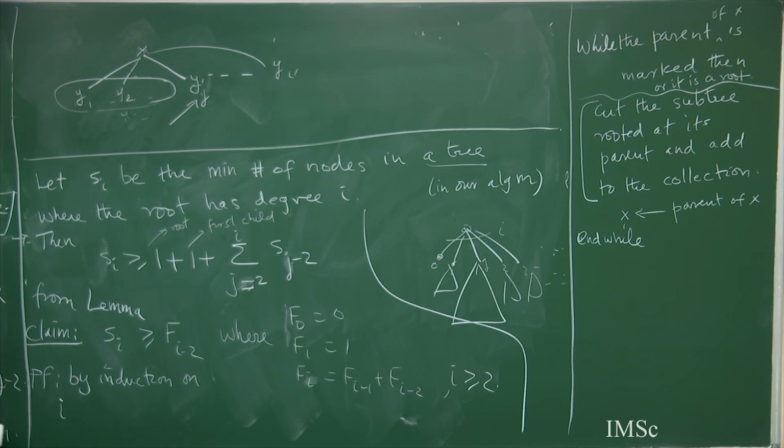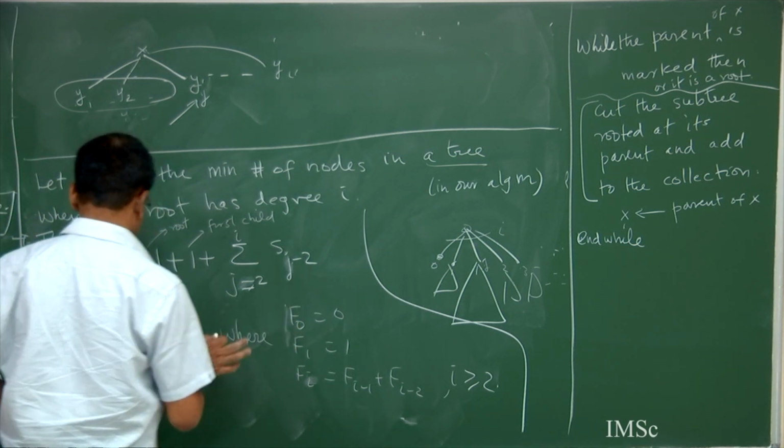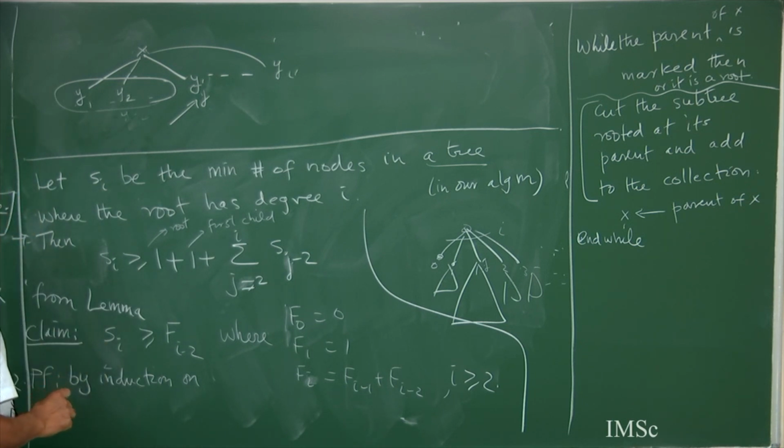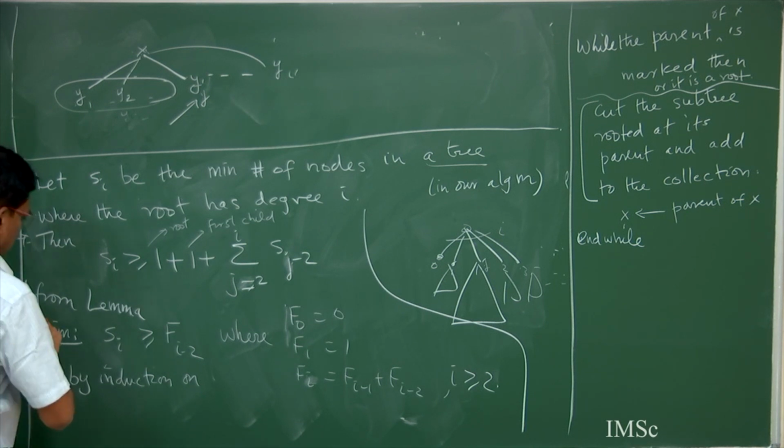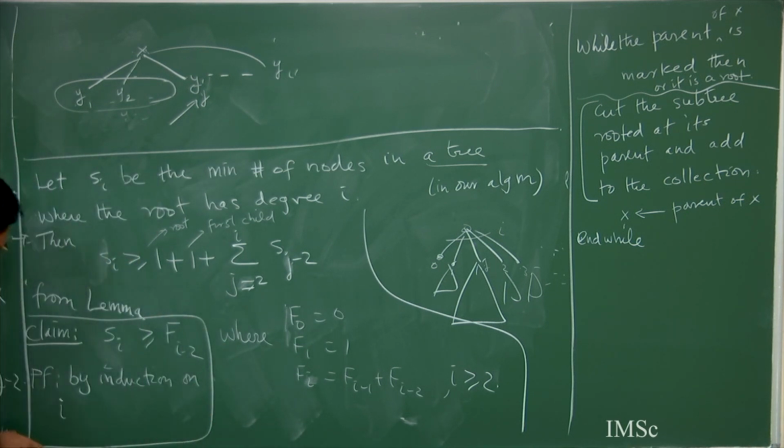Maybe I should define what is minus 1, minus 2, but let's say from... okay, we'll come back to this. Let's look at some properties of Fibonacci numbers first.